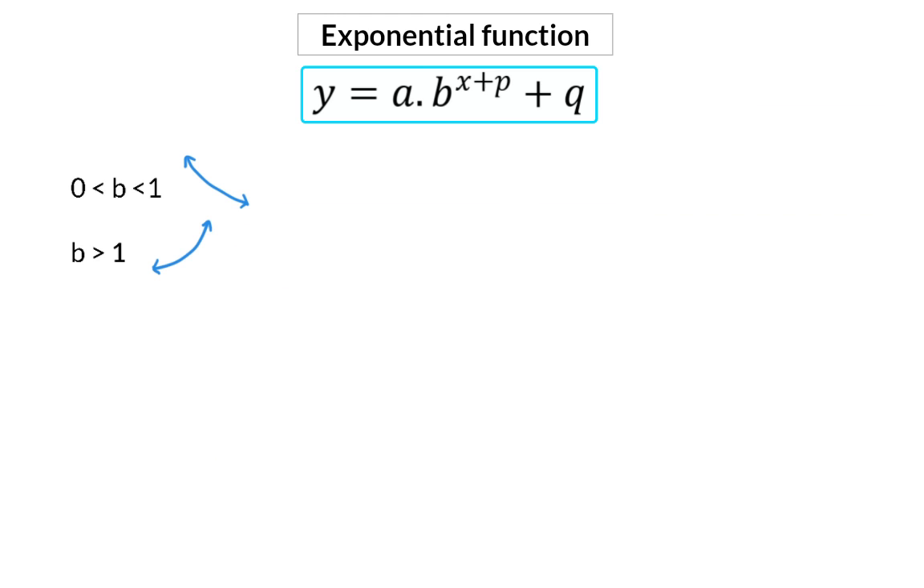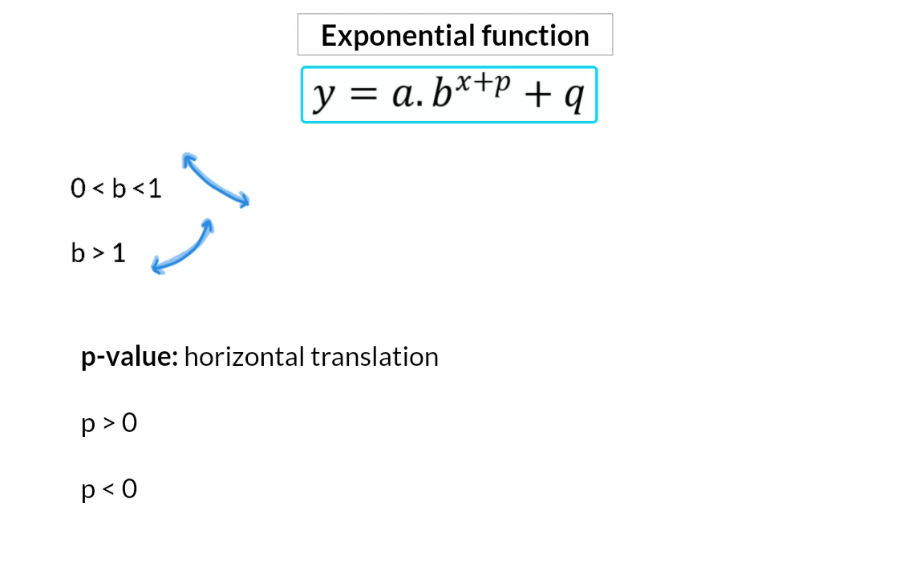So let's summarize the exponential function. Firstly, the b value shows us whether the graph will be increasing or decreasing. A b value between 0 and 1 shows a decreasing graph, and a b value bigger than 1 an increasing graph. Then the exponential function can undergo three transformations.